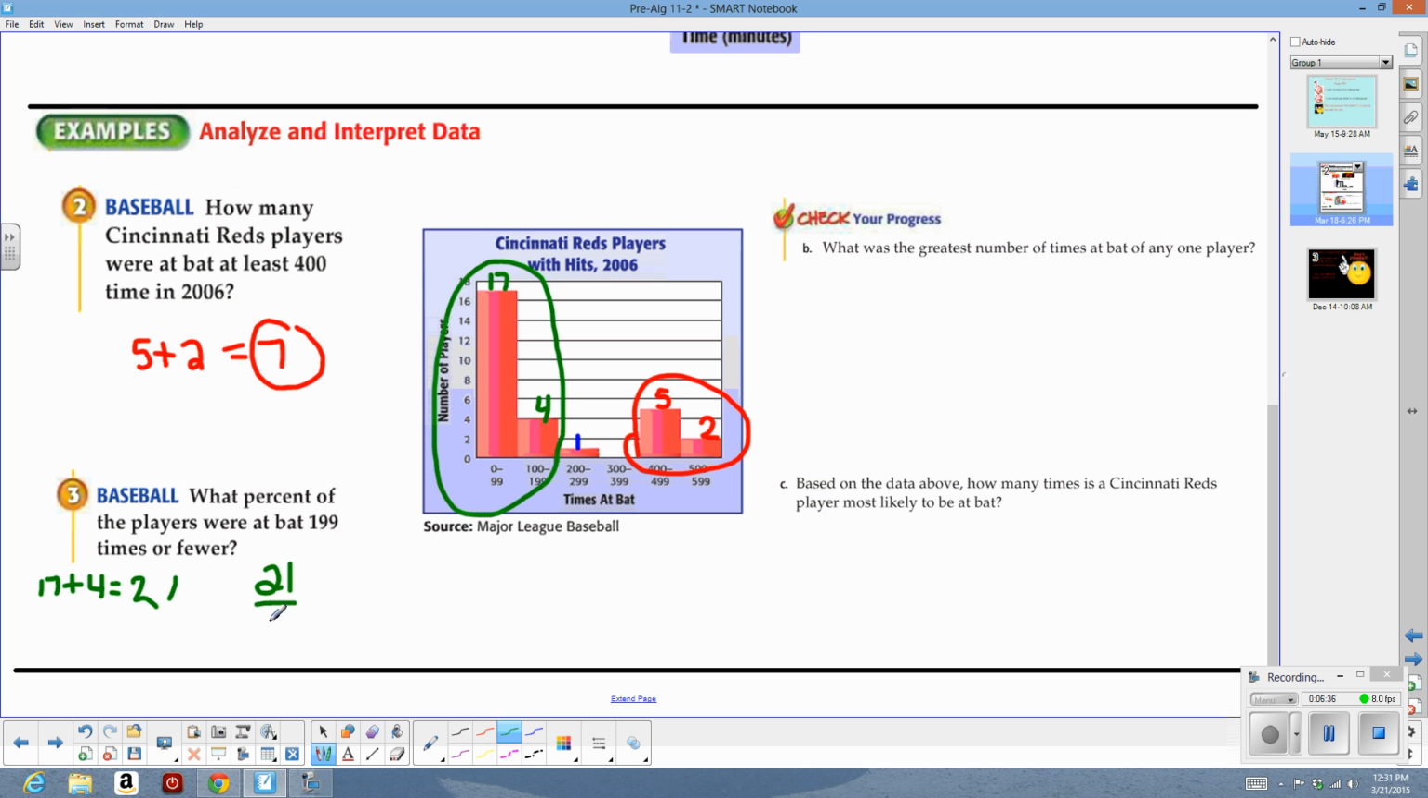To write 21 out of 29 as a percent, you would do 21 divided by 29. That's going to equal about 0.7241 and some more numbers. Now to write it as a percent, you'd move the decimal over 2 places, so it's about 72%.